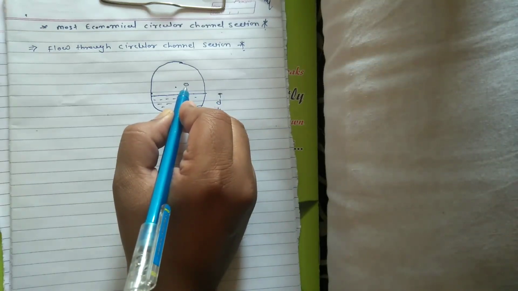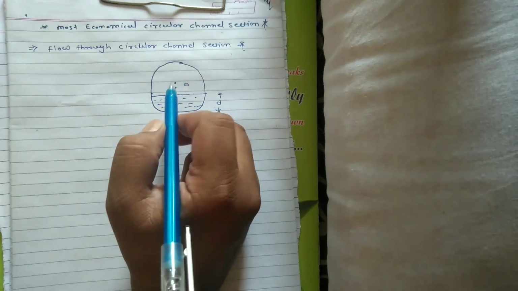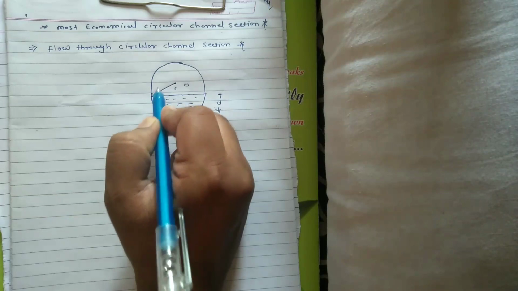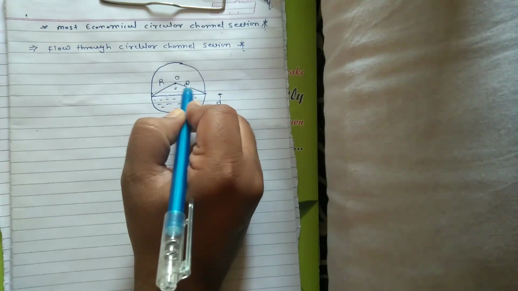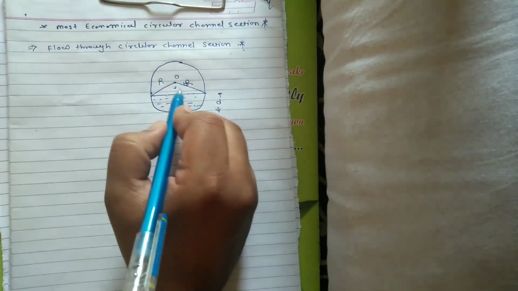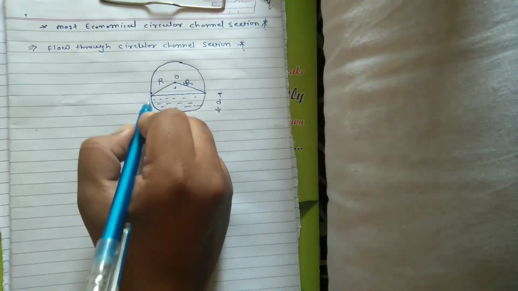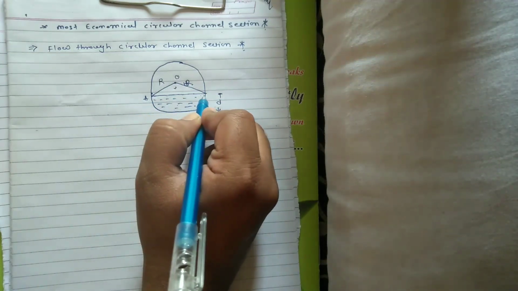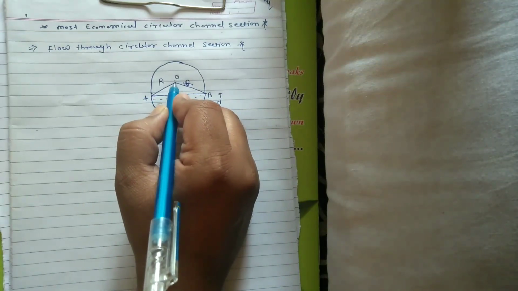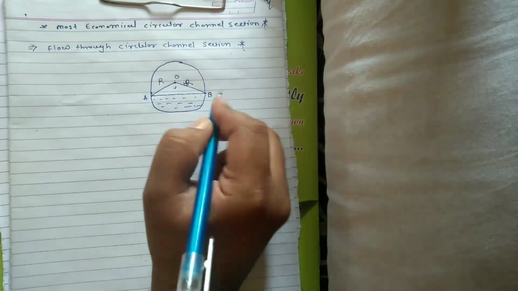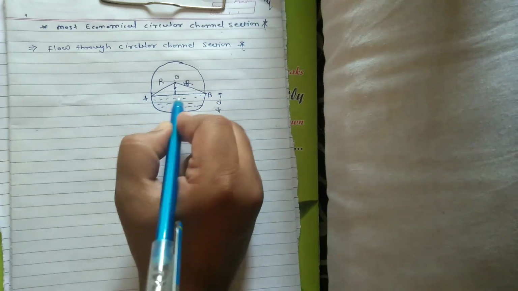O is the center of that circular channel, and this is the radius, capital R. R is the radius of that circular channel. Now suppose this free surface is AB. AB is the free liquid surface.